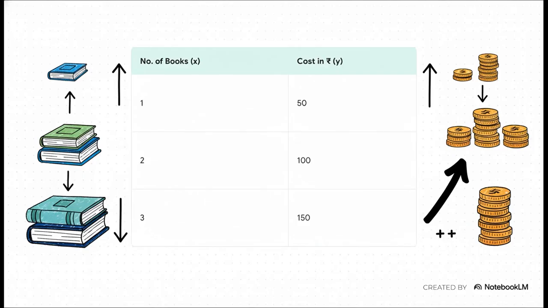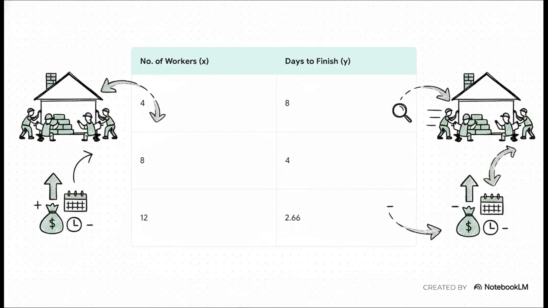First up, we have direct proportion. Just think of this as the more means more rule. It's pretty obvious, right? If you buy more books, the total cost goes up. One book is 50 rupees, 2 books are 100 rupees, and so on. As one thing increases, the other one increases right along with it. Super simple.